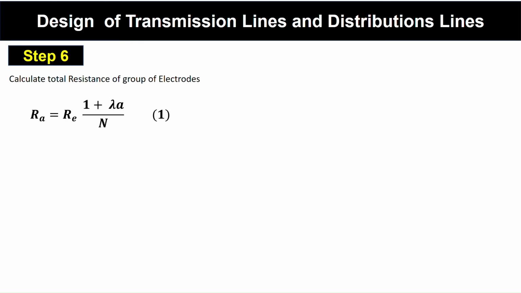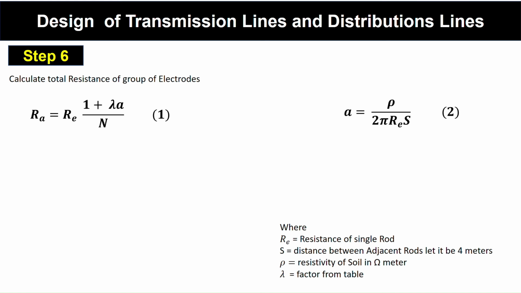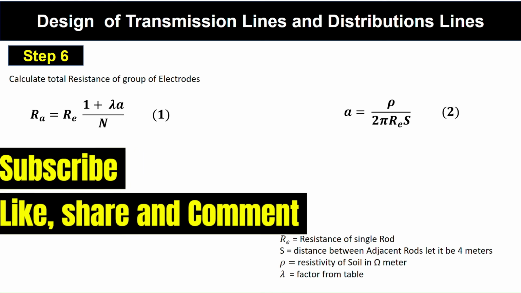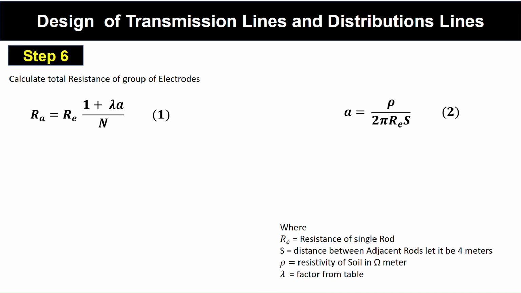The formula for calculating the value of A is A equals rho divided by 2 pi R S, where R is the resistance of a single rod, which we have already calculated, 136.74, and S is the distance between adjacent rods, let it be 4 meters. Rho is the resistivity of soil in ohm meters, that is 500, and lambda you have to take from the table. Putting the values of Re and S in equation 2, A equals 500 divided by (2 into 3.14 into 136.78 into 4), that is 0.145.